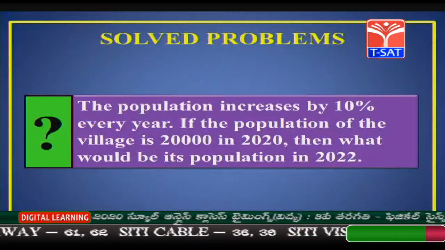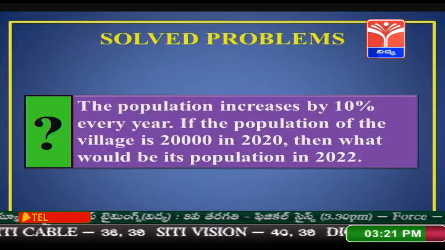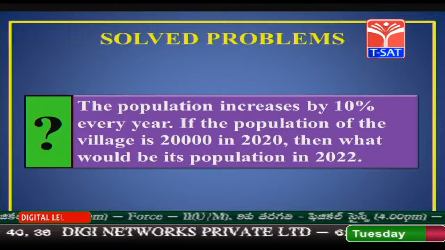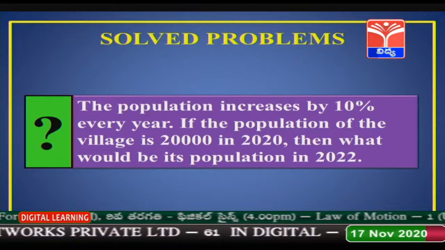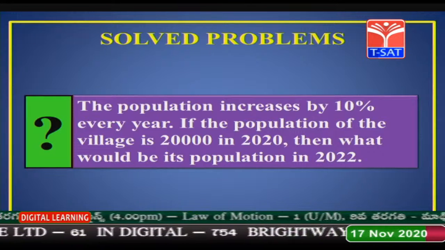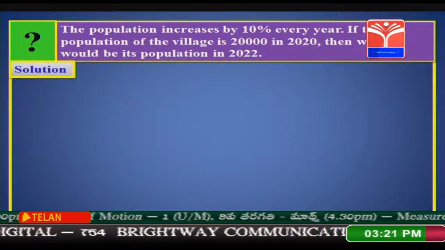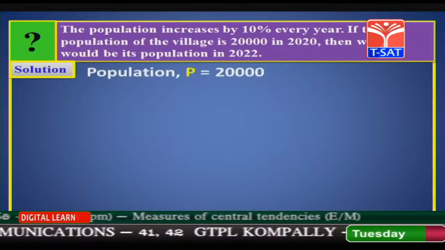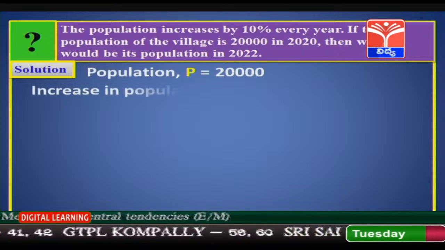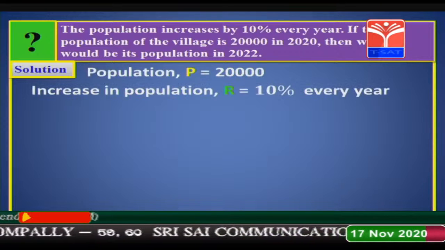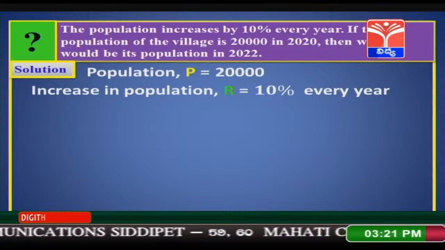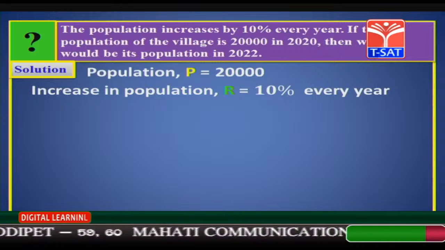So, let us start our next problem. The population increases by 10% every year. If the population of the village is 20,000 in 2020, then what would be its population in 2022? Let us start with the solution. Now, what is the present population in 2020? That is 20,000. And increase in population, that is rate of interest, we can call it as R. So, that is 10% every year.